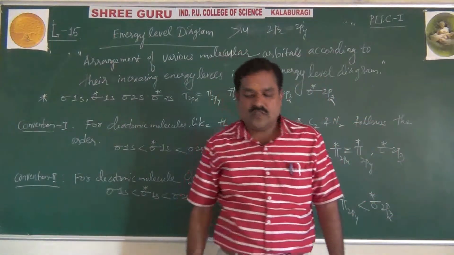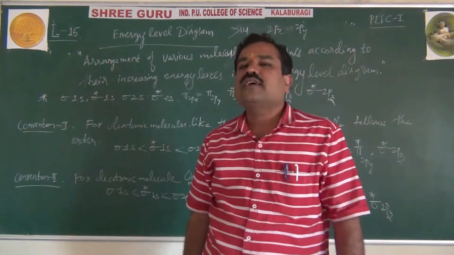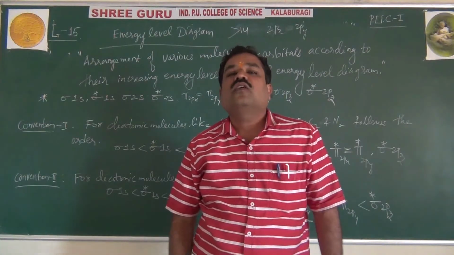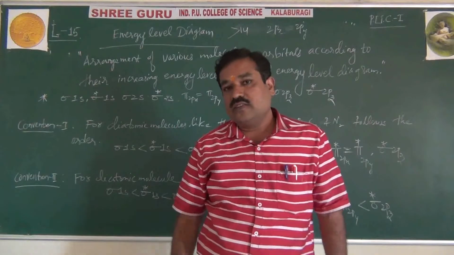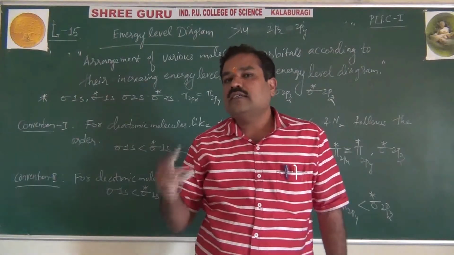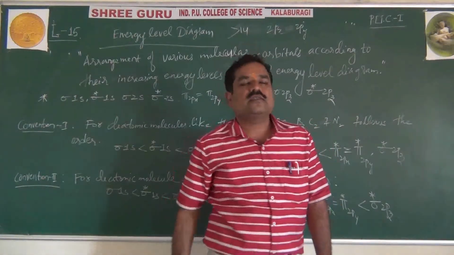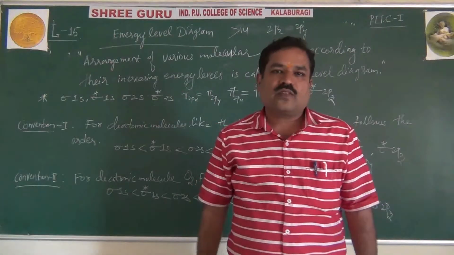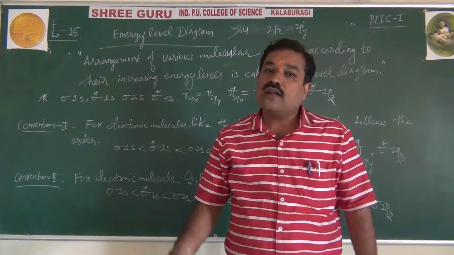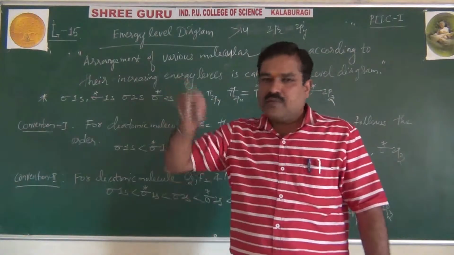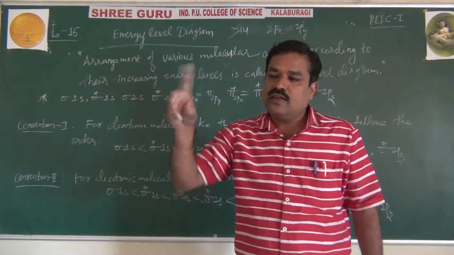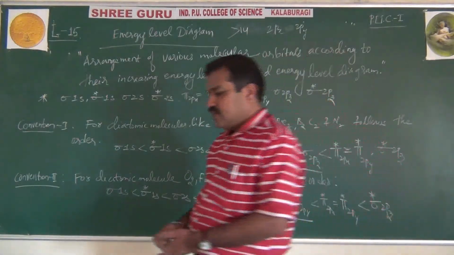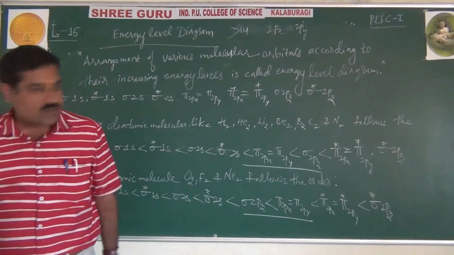But remember, 2pz will always form sigma, and 2px, 2py will form only pi overlapping or pi molecular orbitals. Even this you can use in hybridization also. So 2pz means always head-on overlapping along the axis. But 2px, 2py lie perpendicular. They form pi bonds. Please be very clear. Repeating students, please remember this.